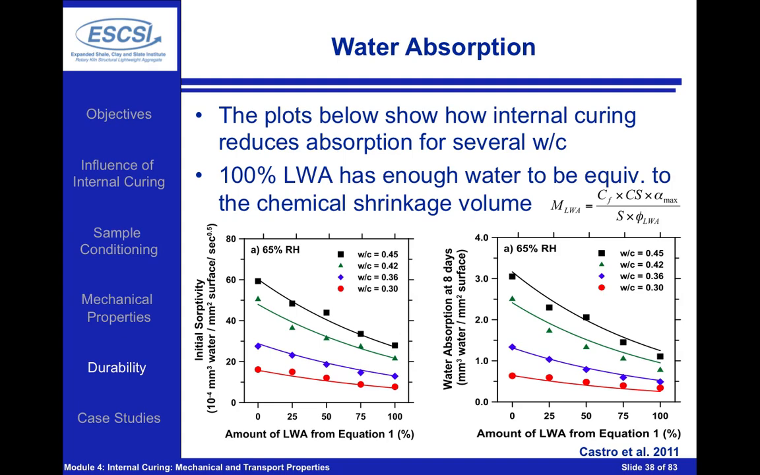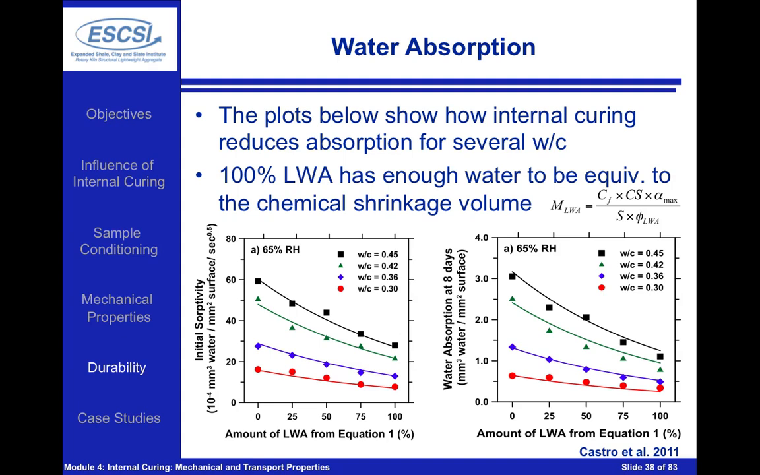So at 0%, we essentially have a plain concrete, and at 100%, we're at a point where we're using the Bentz equation, which we can see here, which is supplying 100% of the water that would replace the volume created by chemical shrinkage. Now the two plots report the results of absorption in a slightly different way. It's important to notice that the samples had been conditioned by leaving them at 65% relative humidity for a long period of time, being over a year.